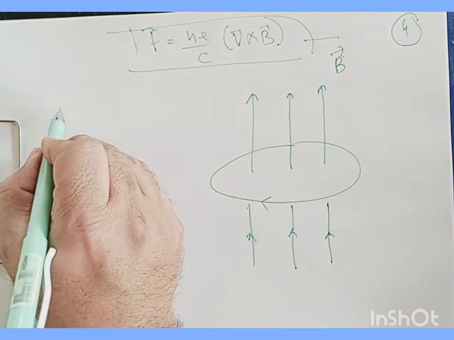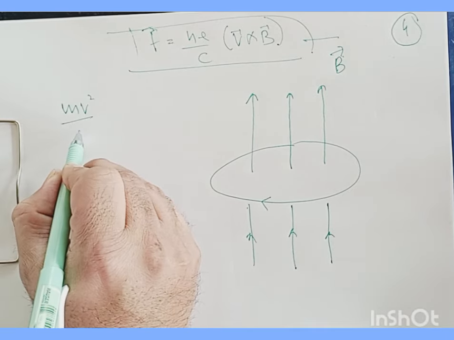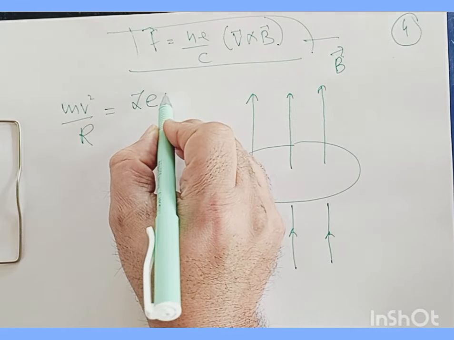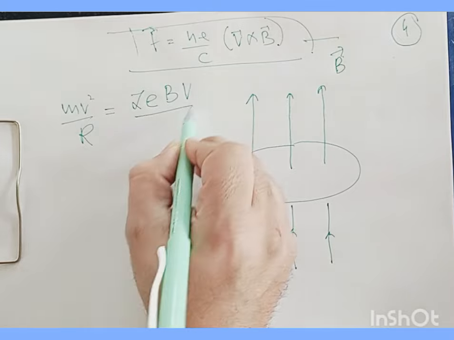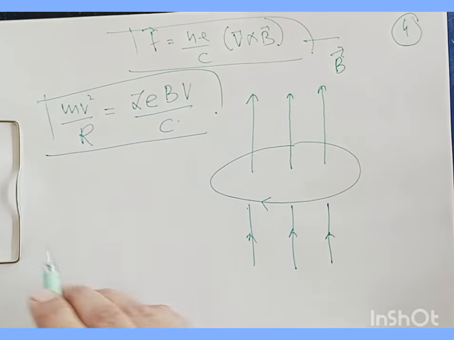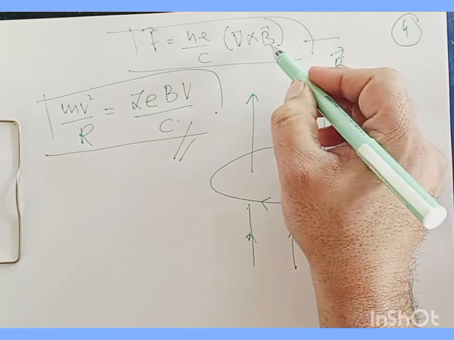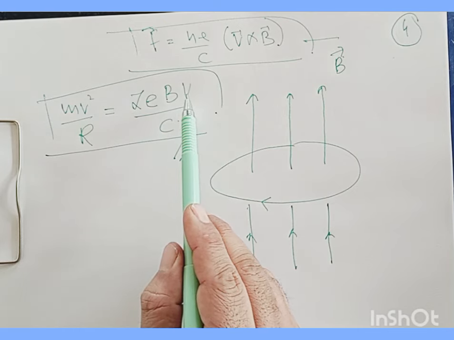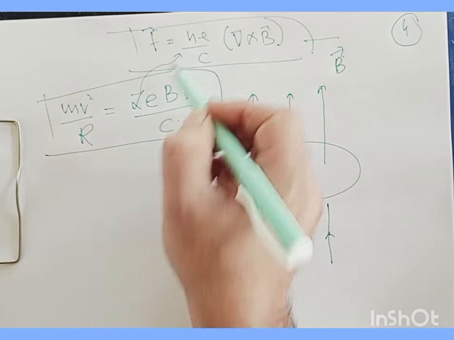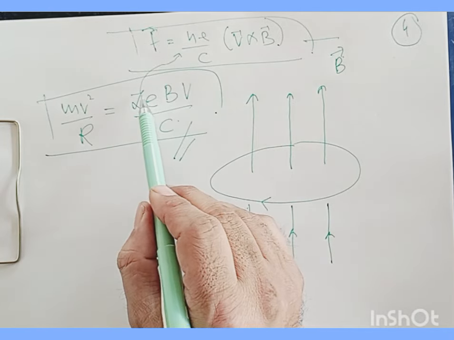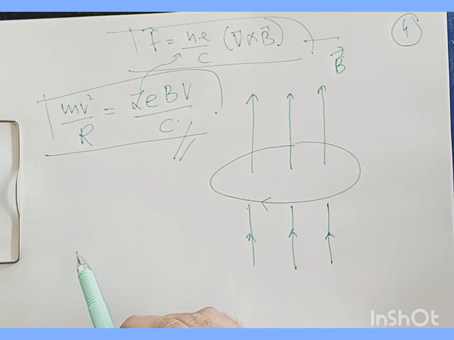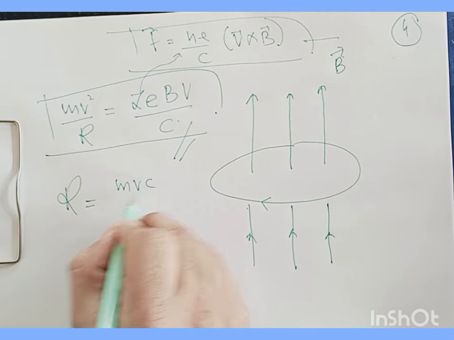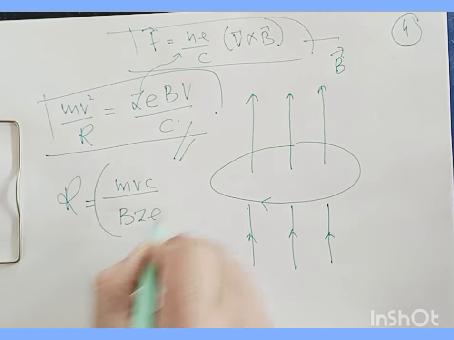So if that's the case, then we have a circular motion, so it has a centripetal force, mv squared by r, and that must be equal to this magnetic force. That must be zeBv by c. Okay, so this is my Lorentz force. So from here, we have sine 90 equal to 1, and what we have is zeBv by c. So Z here is taken as a general number. Now for a particular ion, it has been replaced by Z here. So what can I have is the radius, and what will be the radius? That will be mvc by BZe.